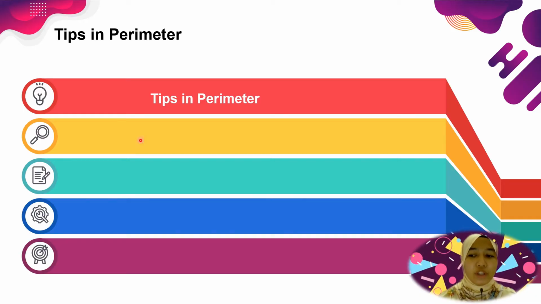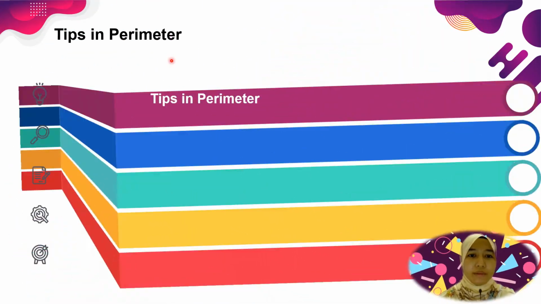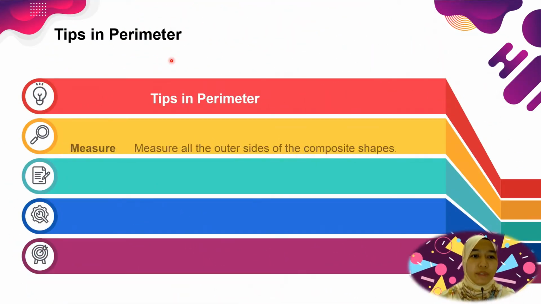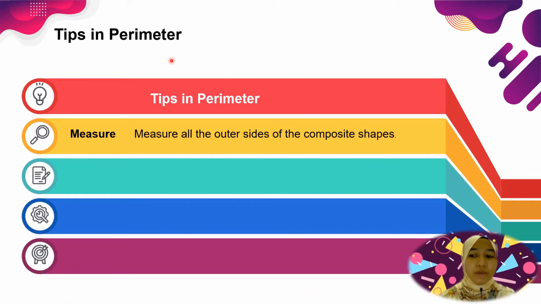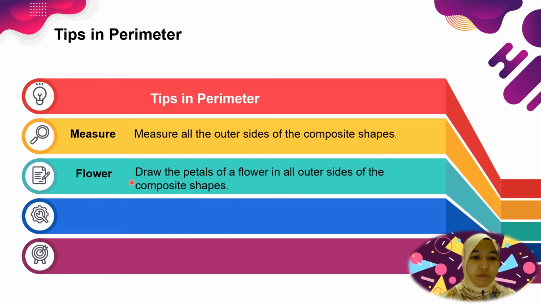Now, I will share with you the tips in calculating perimeter. Firstly, you must know what to measure. What needs to be measured? You need to measure all the outer sides of the composite shapes. The second tip is flower. You need to draw the petals of a flower in all outer sides of the composite shapes.